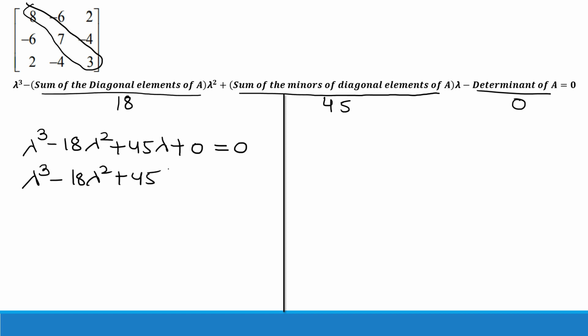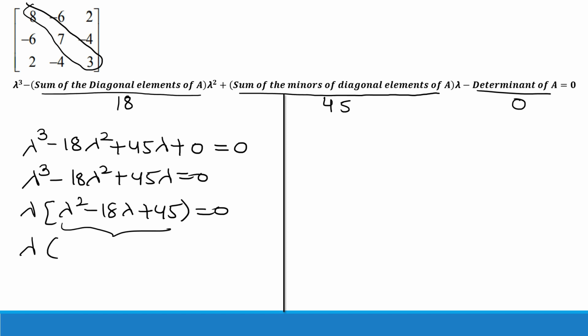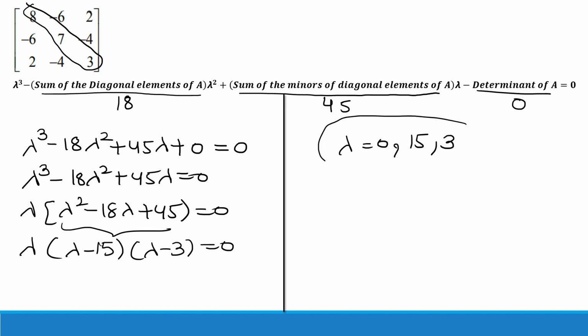Now you can see we can take lambda common from this. So here you'll get lambda square minus 18 lambda plus 45 equals to 0, right? This we can split into different factors: lambda minus 5, not 5, actually 15, okay, 15 and lambda minus 3. From this we'll get lambda equals 0, 15 and 3. So these are the three eigenvalues.